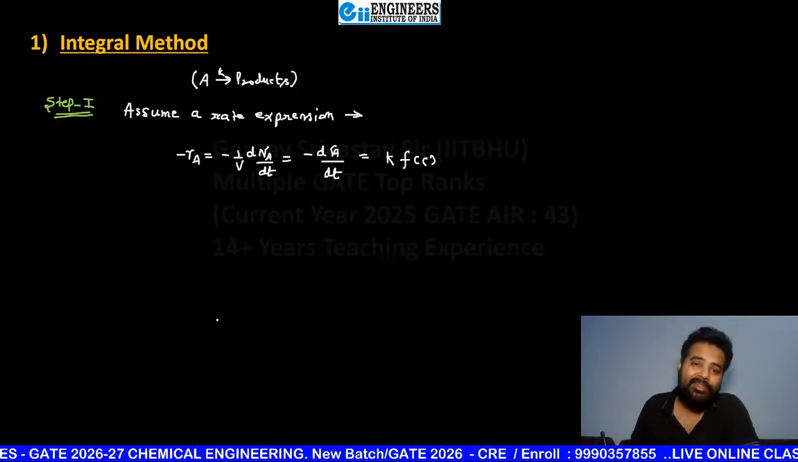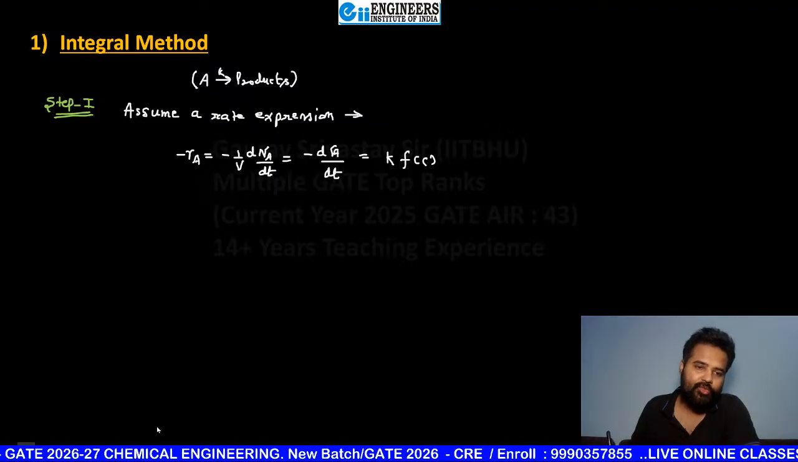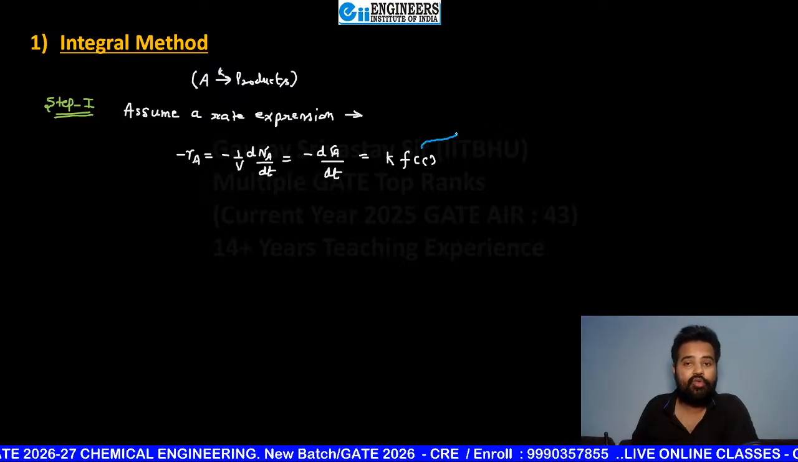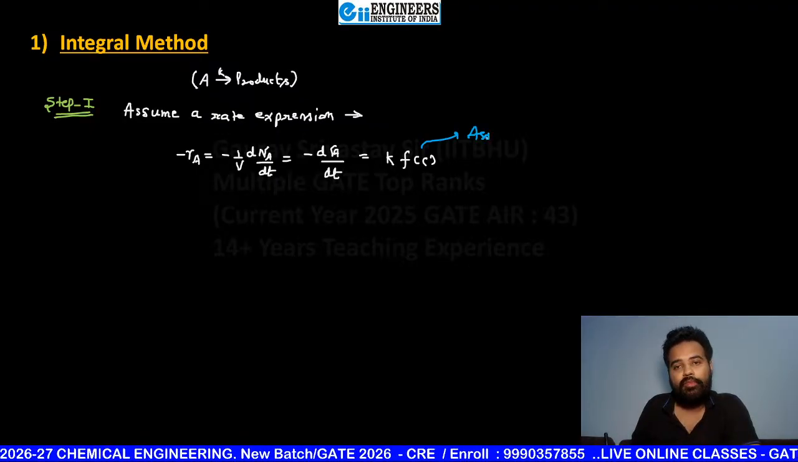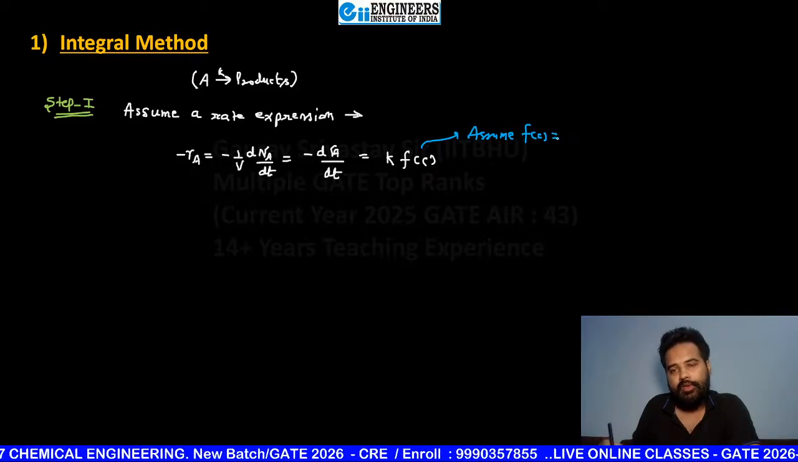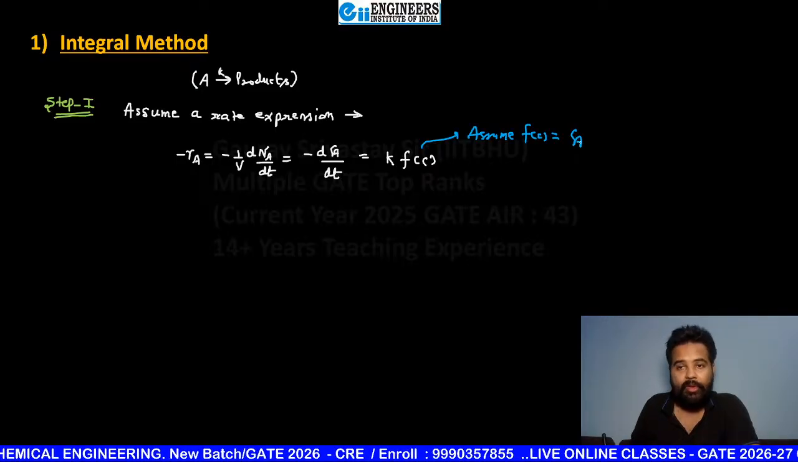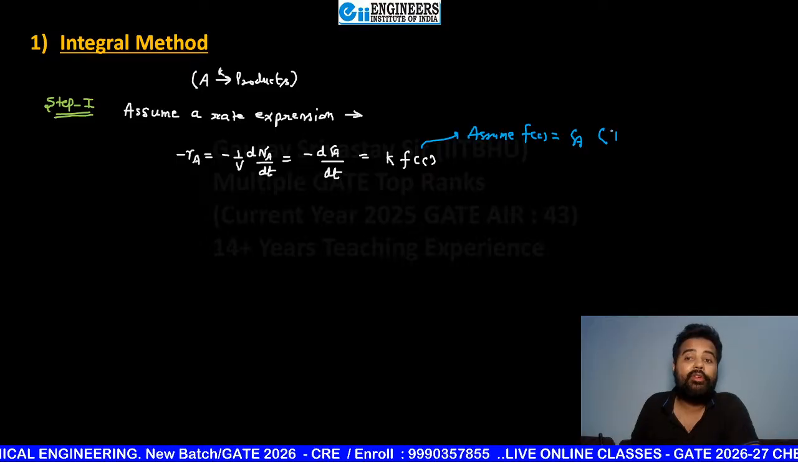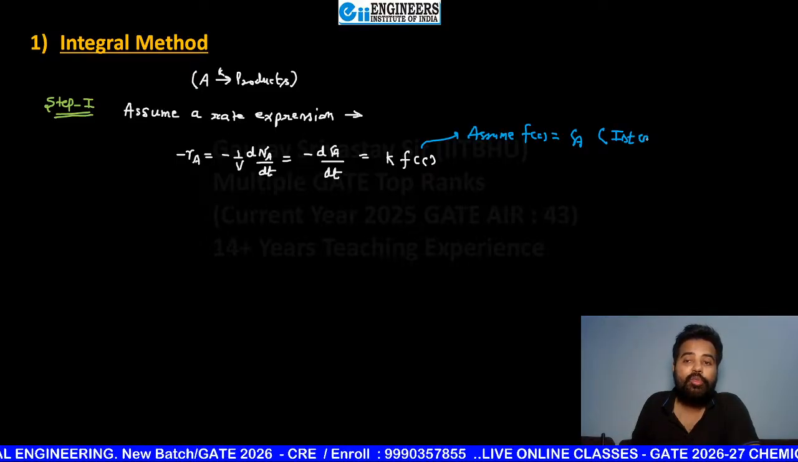So you have to assume this f(C), beta. One example I am giving you: assume f(C) is C_A. Suppose I am assuming C_A, that means I am assuming a first order reaction.